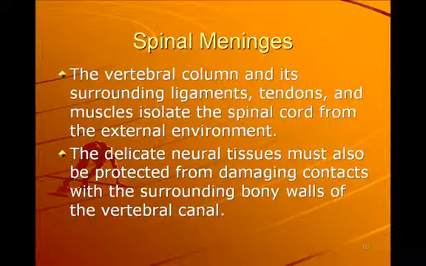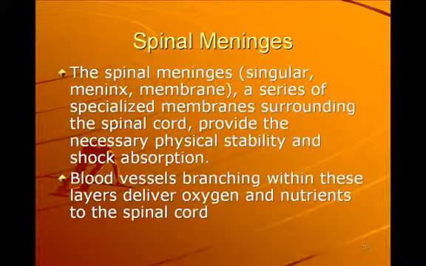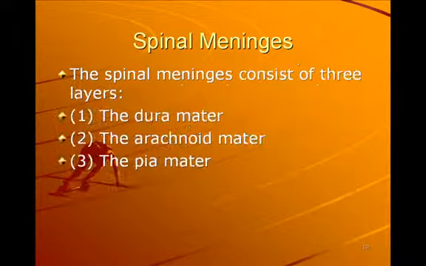Now, the covering of the spinal cord and the covering of the brain. This is referred to as the spinal meninges. The vertebral column and the surrounding ligaments, tendons, and muscles isolate the spinal cord from the external environment. The delicate neural tissue must also be protected from damaging contact with the surrounding bony walls of the vertebral canal. The spinal meninges, which is a series of specialized membranes surrounding the spinal cord, provide the necessary physical stability and shock absorption. Blood vessels branching within these layers deliver oxygen and nutrients to the spinal cord.